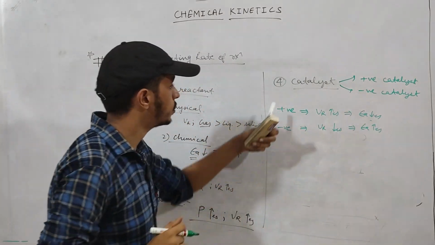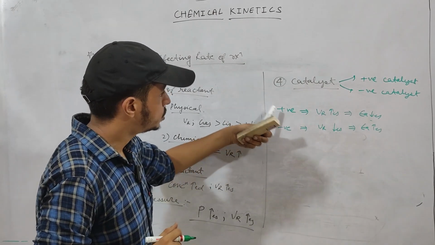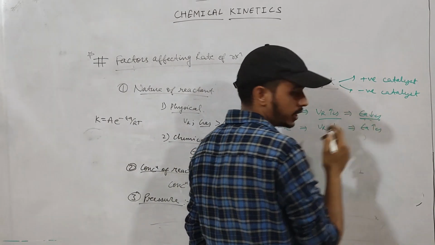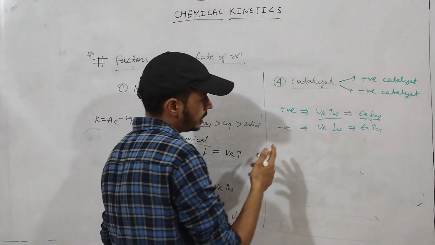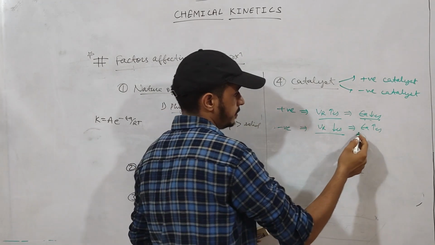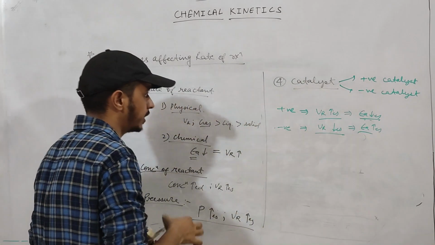So this is the concept for the catalyst. When a positive catalyst is added to the reaction, the rate of reaction increases because it decreases the activation energy. And if a negative catalyst is added to the reaction, it decreases the rate of reaction because it increases the activation energy. This is all about the catalyst.